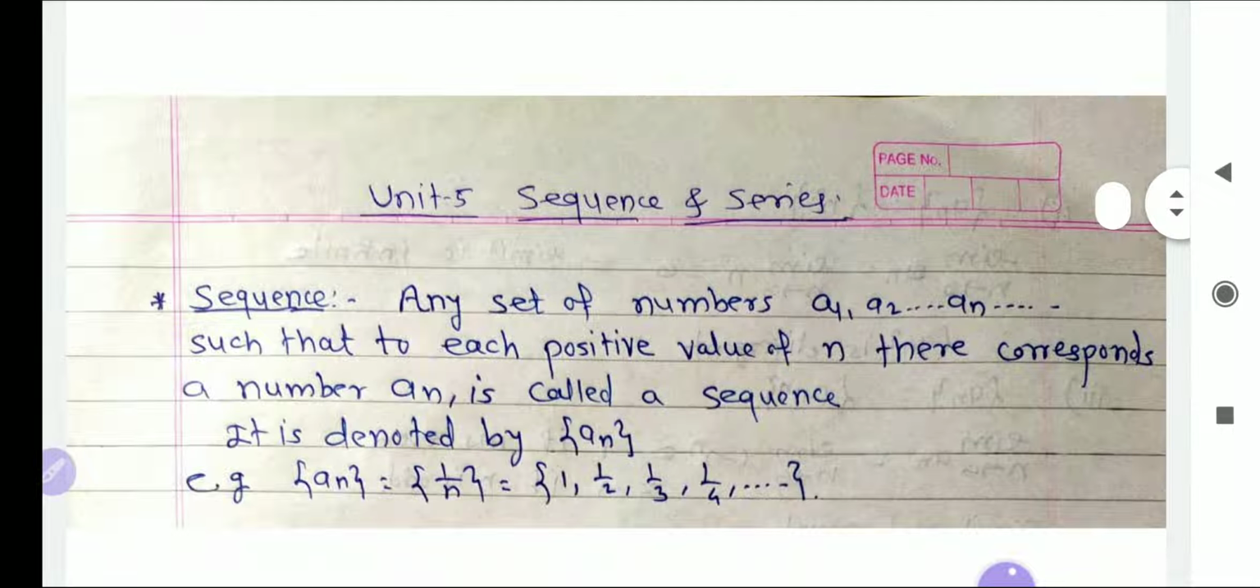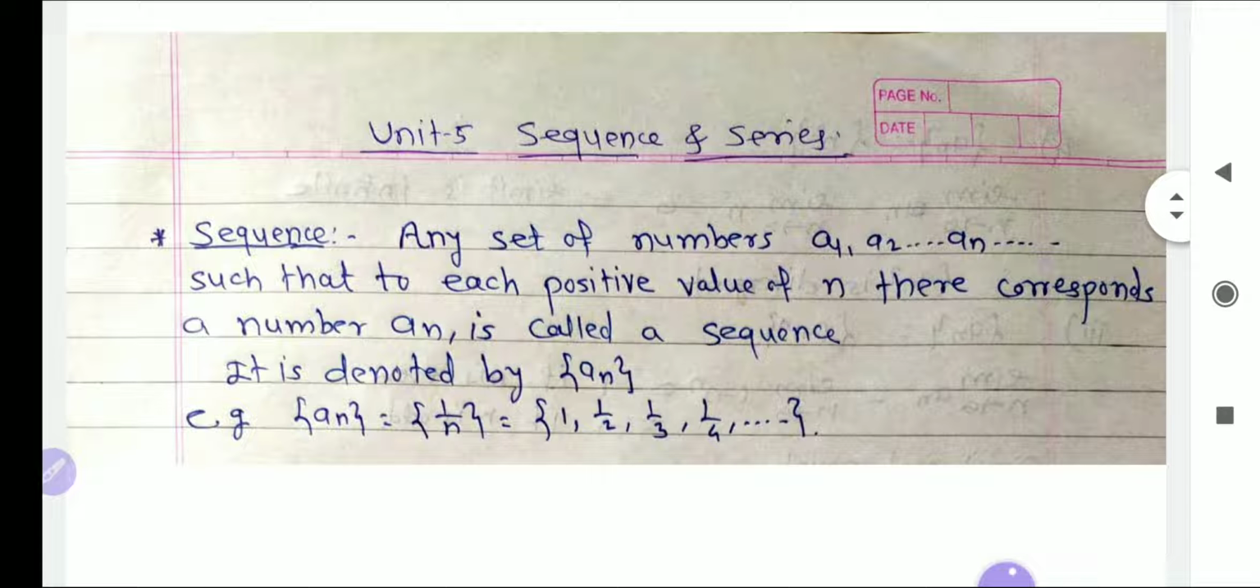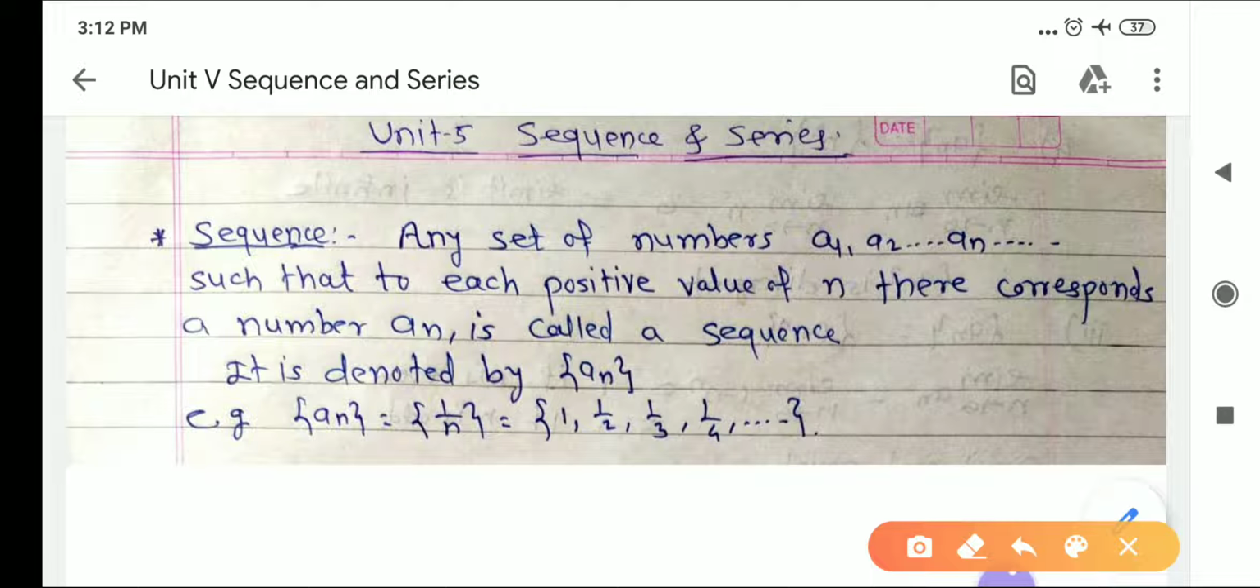So the definition is: any set of real numbers a1, a2, and so on up to an, such that to each positive value of n there corresponds a number an, is called a sequence, and it is denoted by an. So how do we write sequence an?